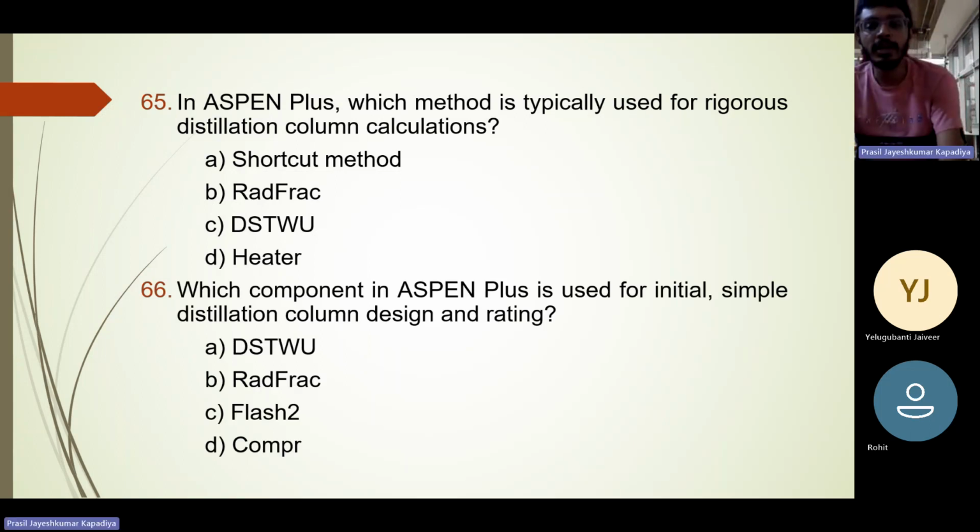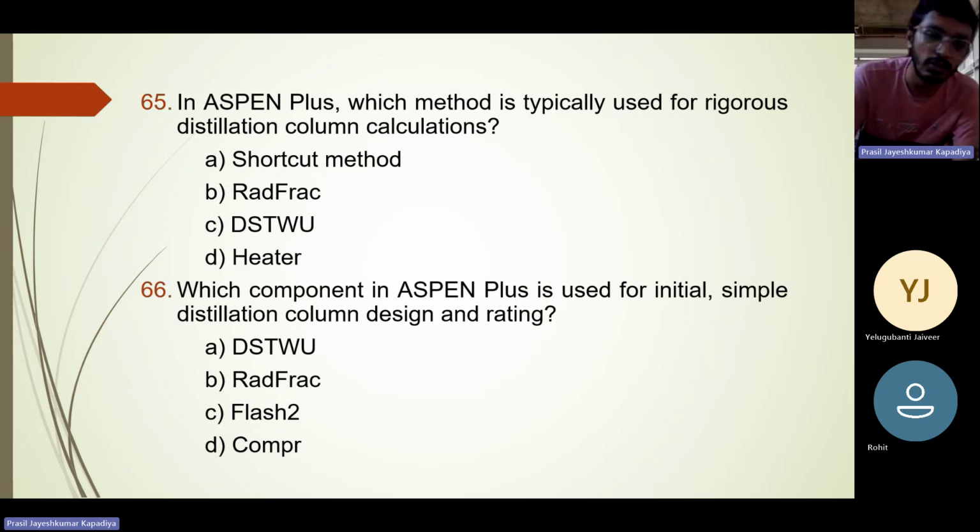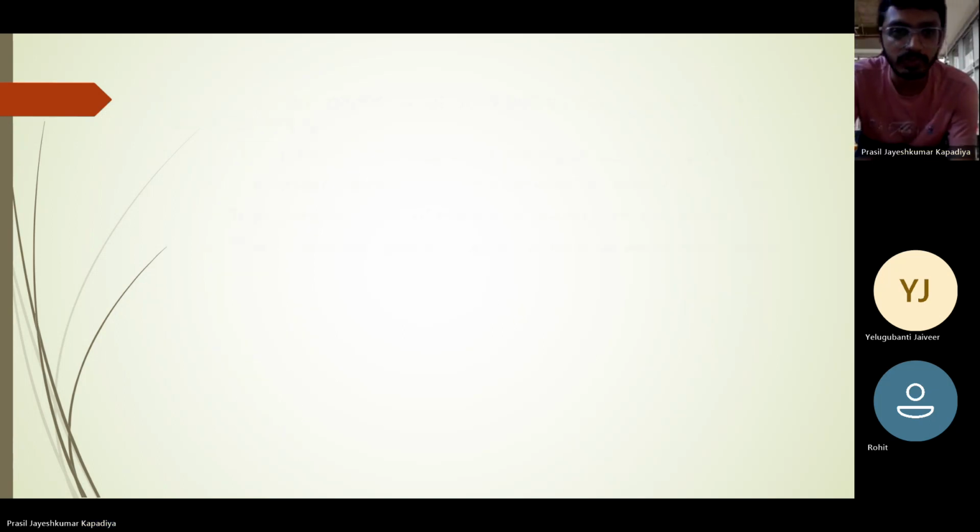Which component in Aspen Plus is used for initial simple distillation column design and rating? DSTWU. Yeah, from DSTWU, we get the minimum number of trays, minimum reflux ratio, and actual number of trays, and that we give as input for RadFrac. So for a simple initial calculation, we should go for DSTWU.